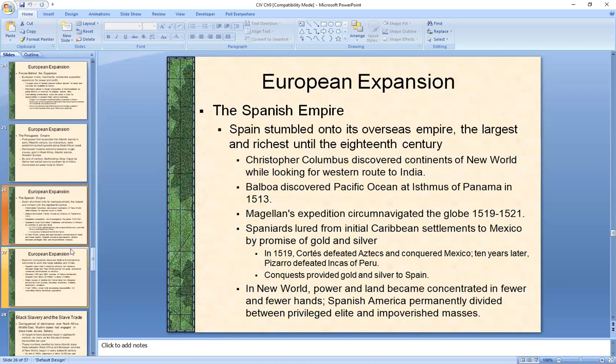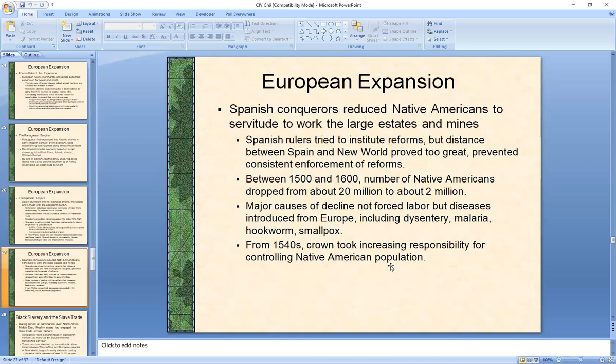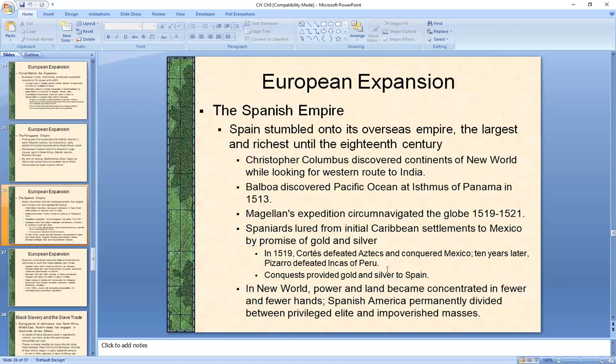Also, in terms of Spanish explorers, Cortez defeated the Aztecs and conquered Mexico. And these conquests really brought in a lot of silver and gold to Spain.